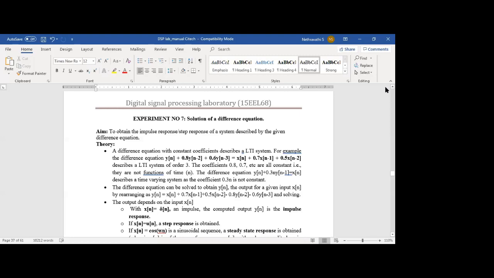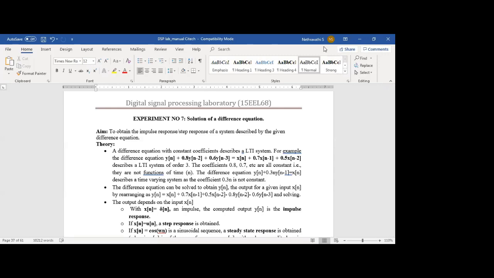It can be an impulse response, a step response, or a steady state response. The impulse response can be a finite impulse response or an infinite impulse response. For an impulse response, we replace x of n with delta of n. Then for that particular equation, we find the impulse response.